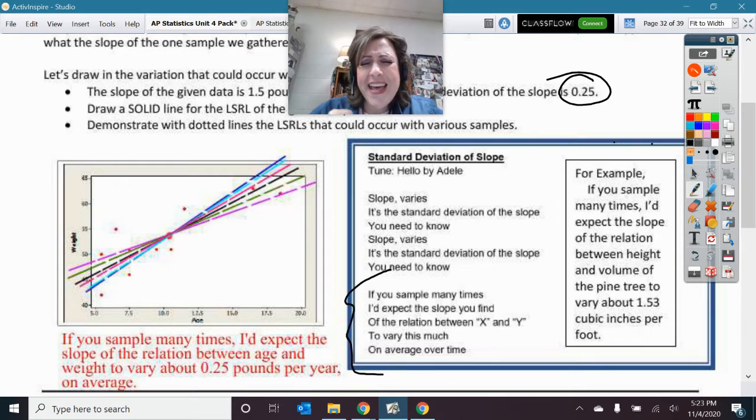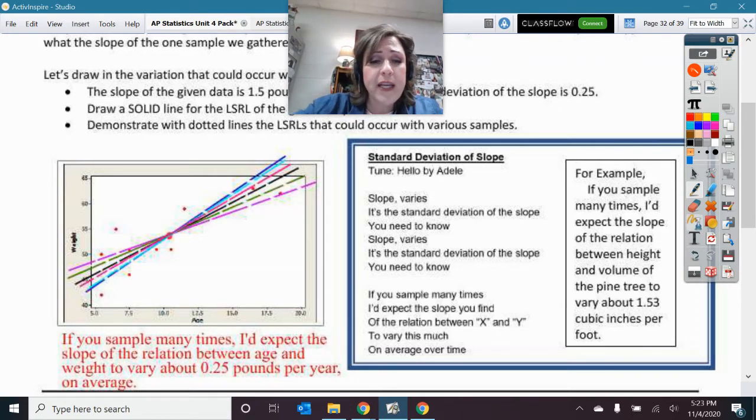If you sample many times, I'd expect the slope you find of the relation between x and y to vary this much on average over time. Okay, so that's going to go here. See, look, if you sample many times, I'd expect the slope of the relation between age and weight to vary about 0.25 pounds on average over time.